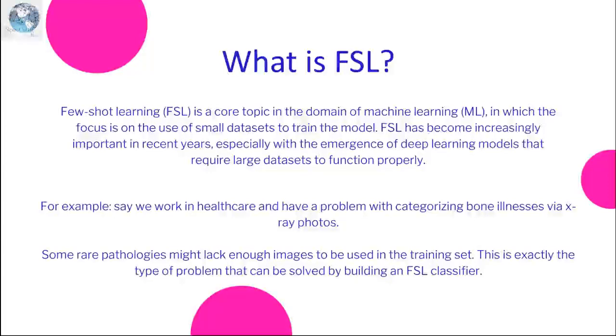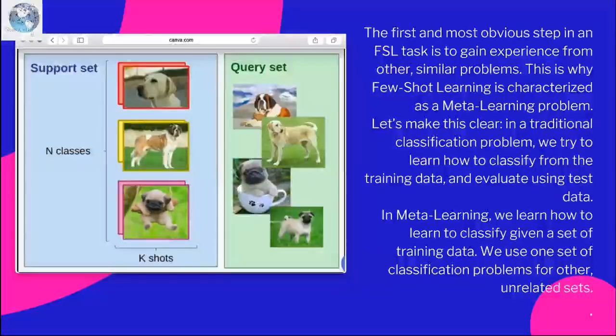to function properly. For example, say we work in healthcare and have a problem with categorizing bone illness via X-ray photos. Some rare pathology might lack enough images to be used in the training set. This is exactly the type of problem that can be solved by building an FSL classifier. So how does the classifier work? Okay, we have one support set with different kinds.